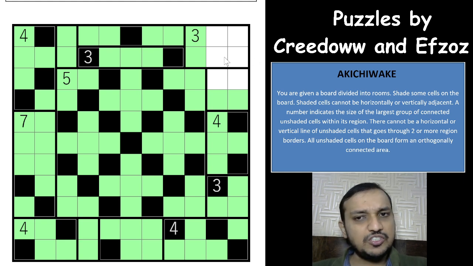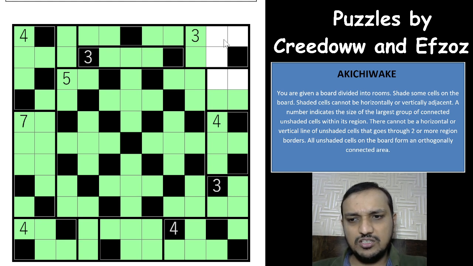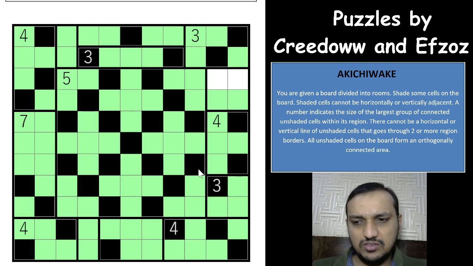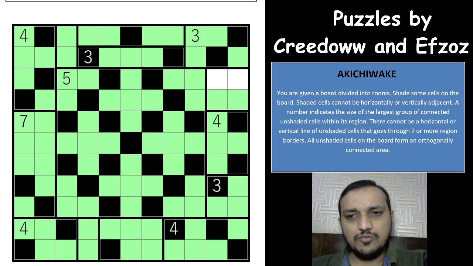One of these would have to be shaded. Same logic. If I shade this, this will be shaded, right? So this is unshaded, this is shaded, this is shaded, and we complete this first puzzle. Amazing puzzle by Creedoww. Thanks a lot for such a wonderful puzzle.